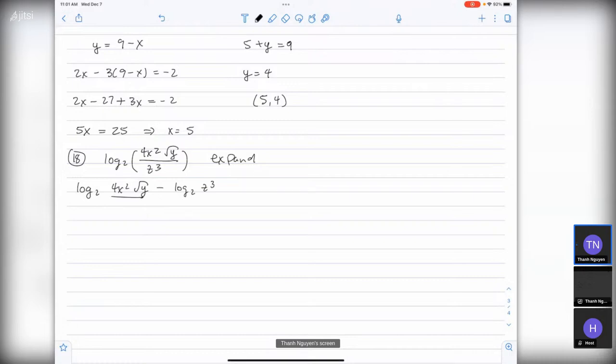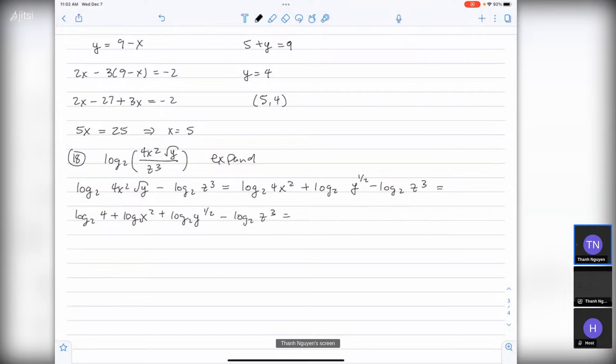And then over here, we have a multiplication, okay? So this is equal to log base 2 of 4x squared plus log base 2 of square root of y, minus log base 2 of z cubed. Oh, this is the same thing as saying the 1/2, right? So then this over here, you can expand it further. Okay? So this is log base 2 of 4 plus log base 2 of x squared, plus log base 2 of y to the 1/2, minus log base 2 of z cubed.